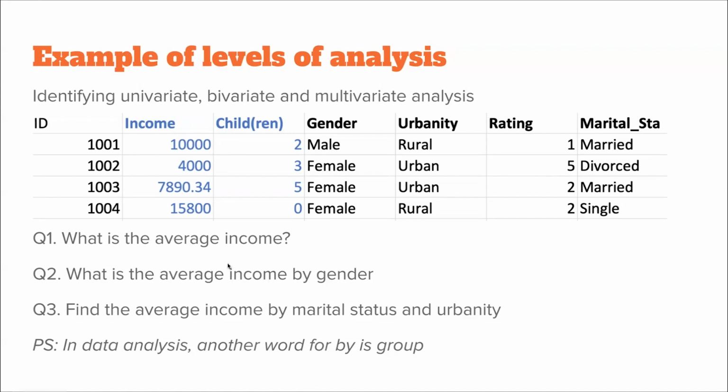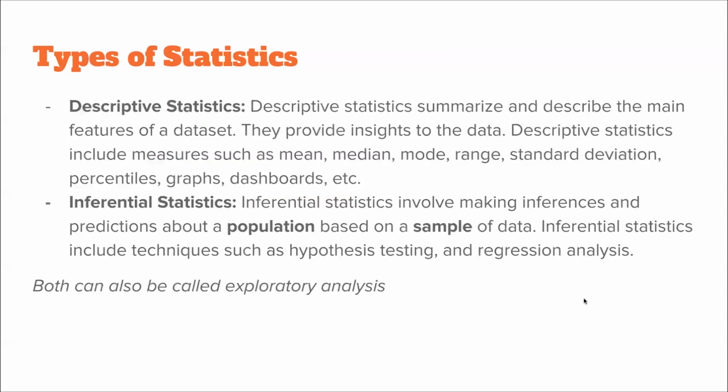So in data analysis, another word for by is group. When you hear by, just know that most likely they're asking you to divide something into groups, and most languages and analysis software use group or group by when you want to do something with a categorical variable. But right now we are not talking about the practical section, we're just talking about the techniques so you could understand when you eventually run your analysis. So this is an example of a univariate, a bivariate, and a multivariate analysis.